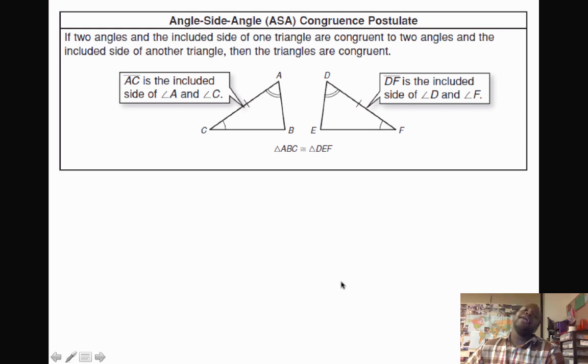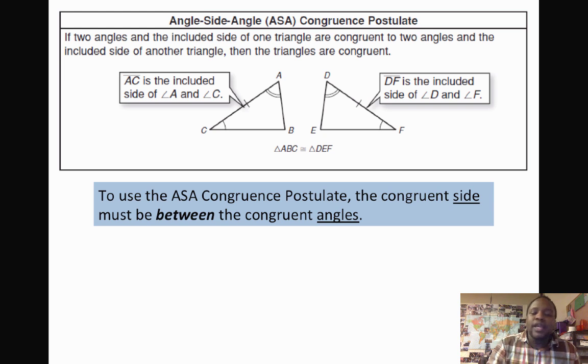So let's look at ASA. Wait, sorry. Before we do that, let's take a deeper look at ASA. So we know that they're congruent, but let's do some proofs with them. To use the ASA congruency postulate, the congruent side must be between the two congruent angles. That's why the S is in between the two A's, because the side needs to be in between the two angles.